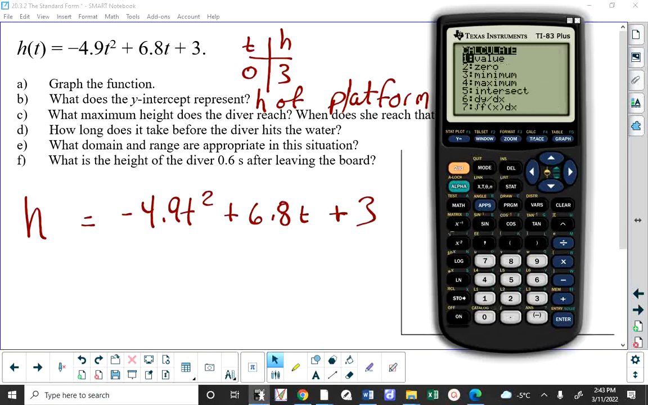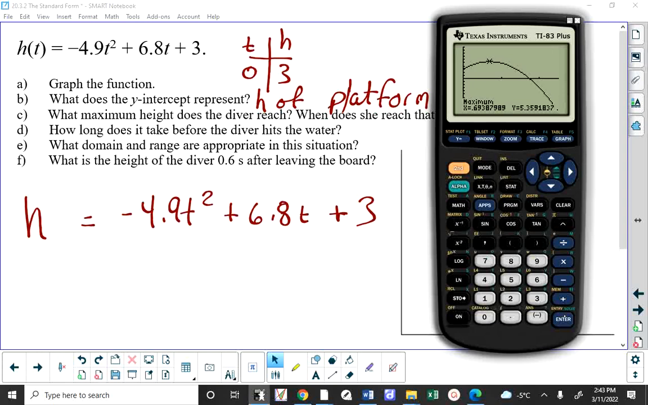So you go to your calculate menu, you choose maximum, scroll to the left of the maximum, hit enter, scroll to the right, hit enter a third time. Her maximum height is about 0.7. Nope. Her maximum height is about 5.4 meters.